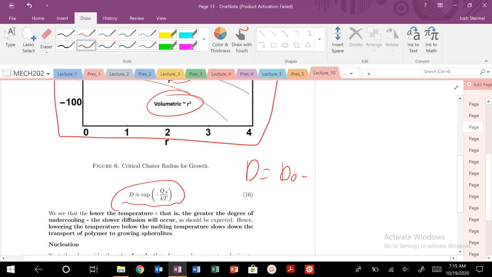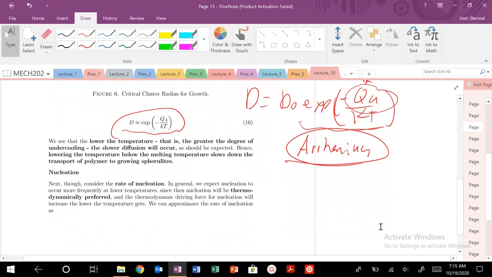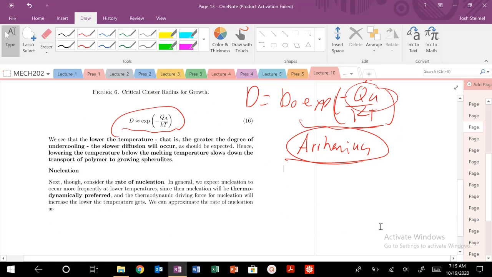Usually you'll see this prefactor times the exponential of minus Q_A over kT. So this is an activation energy, just some barrier for diffusion that we have to jump over. And this relationship, an exponential of minus an energy over kT, is referred to as an Arrhenius relationship. Arrhenius relationships pop up all the time in materials science and biology and everywhere. The key thing you'll see in this expression is that as my temperature decreases, as my undercooling increases, my diffusion will slow.